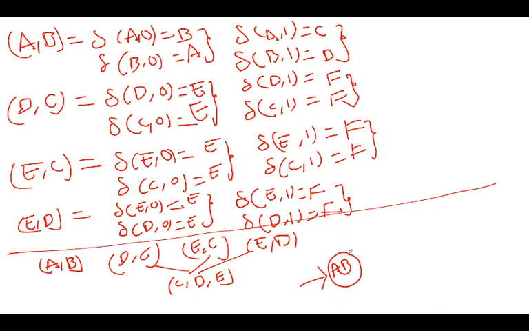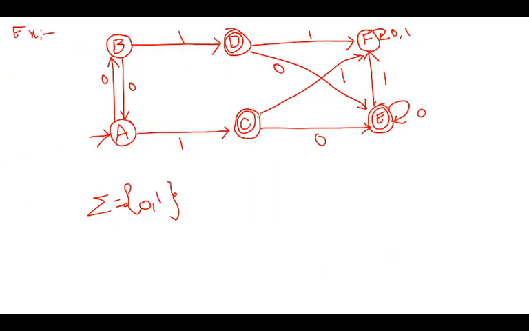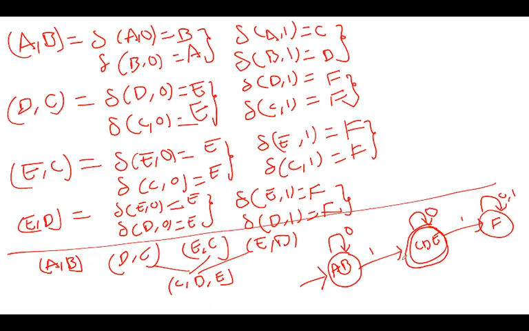Taking input 0, it will reach C, D, and E. Taking 0 comma 1. I write the diagram based on this starting diagram. Starting table AB, taking input 0.